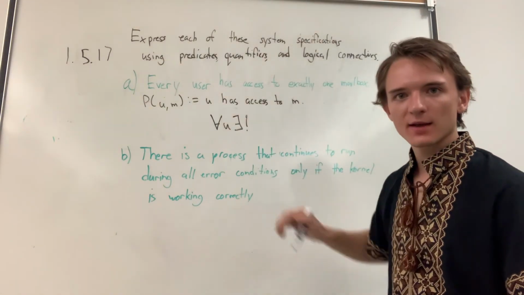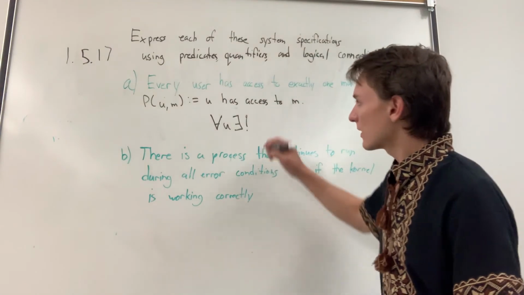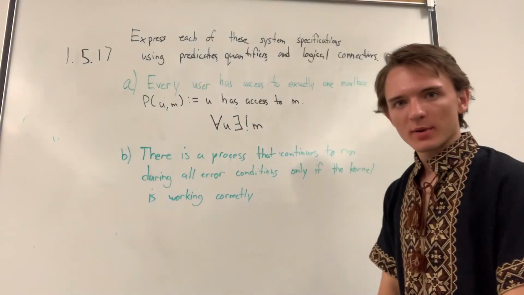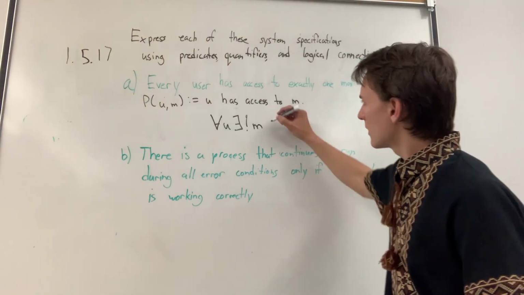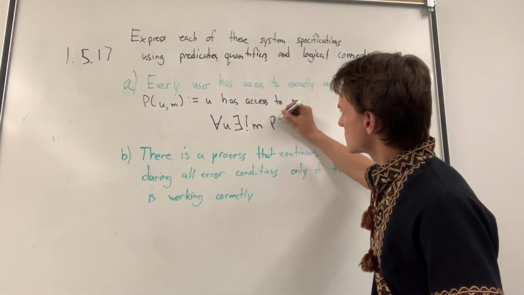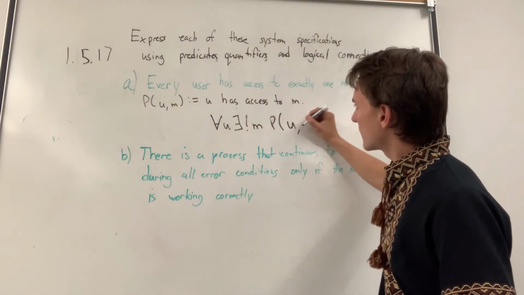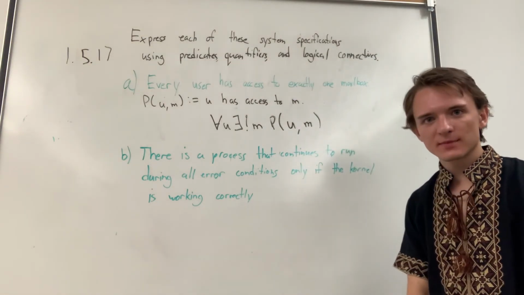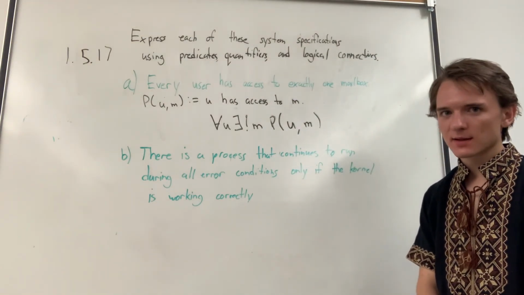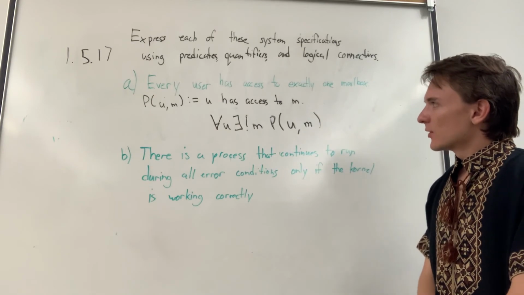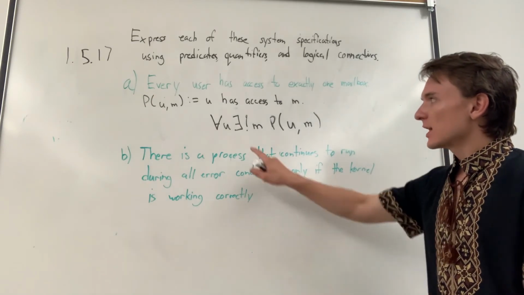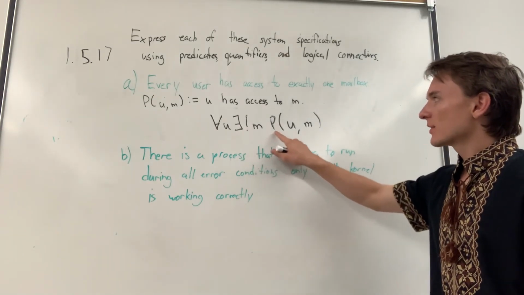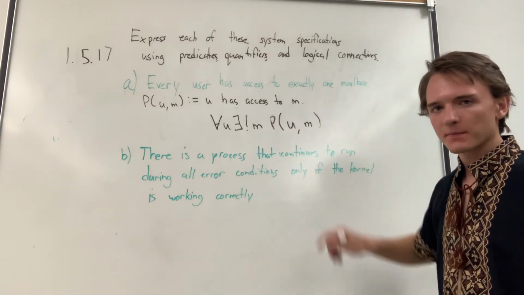Then we say that for all U, that is for all users, there exists exactly one, that's the exclamation point there, there exists exactly one mailbox where the user has access to that mailbox. Does that make sense? For all U, there exists a unique M such that P(U, M).